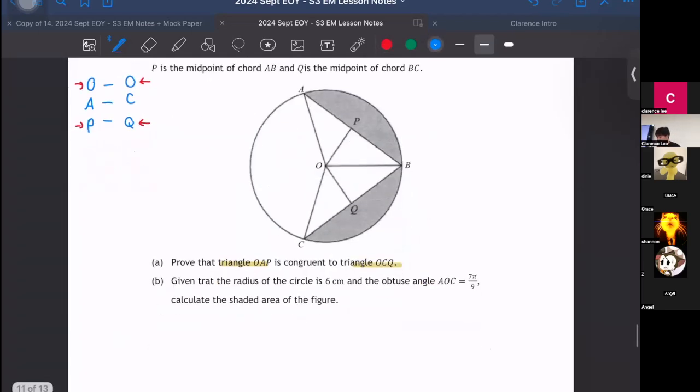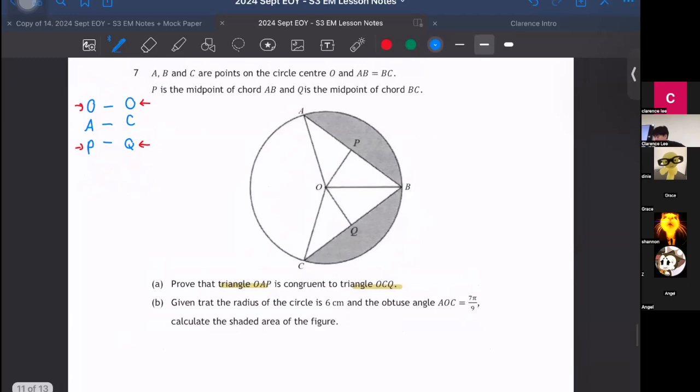Okay? So from here, the question asks you to prove that OAP is congruent to OCQ. First thing you will know is that OC and OA are both known as the radius of the circle, because it's from O to the circumference of the circle. And are they corresponding? Yes, because it's OA, OC. So first thing first, OA is equal to OC because they are radii.